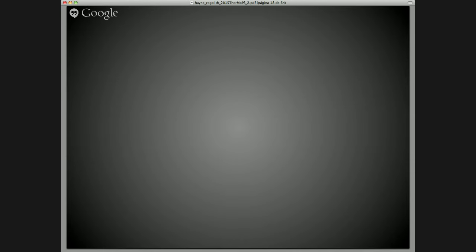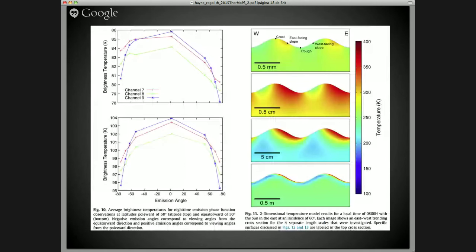So we did some models. This is an example 2D model where you can shine the sun on a sinusoidal rough surface, in this case at different length scales. So here's 0.5 meter down to 0.5 millimeter. At 0.5 meter, the cold surface, the shadowed surface, is effectively thermally isolated from the warm surface, and that's what produces that scatter in the brightness temperature data.